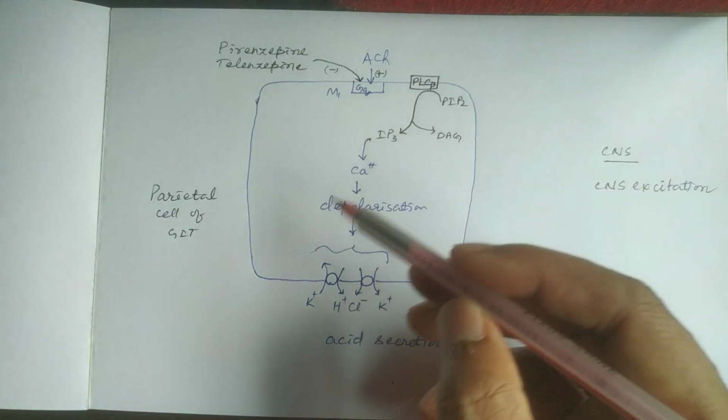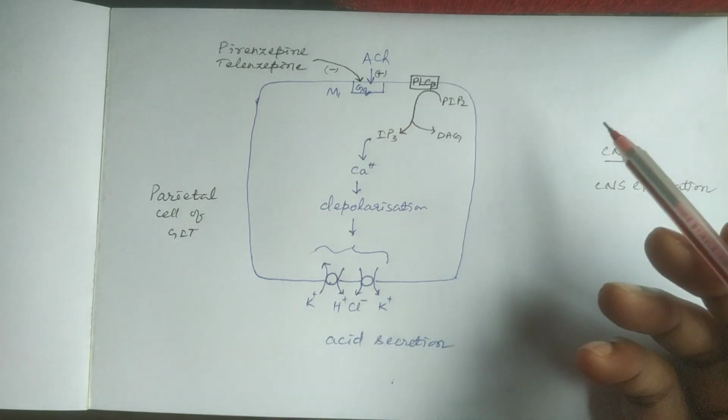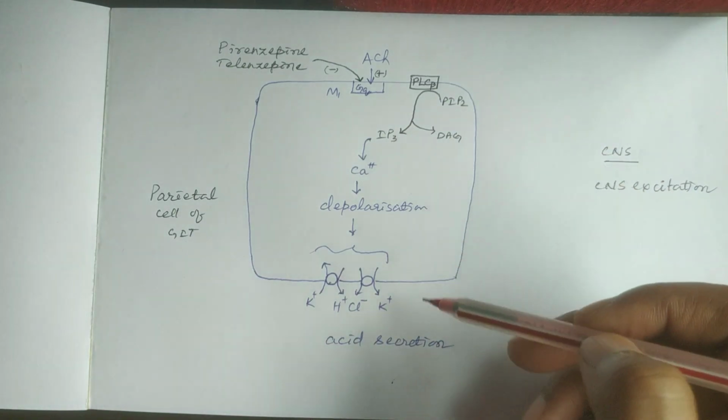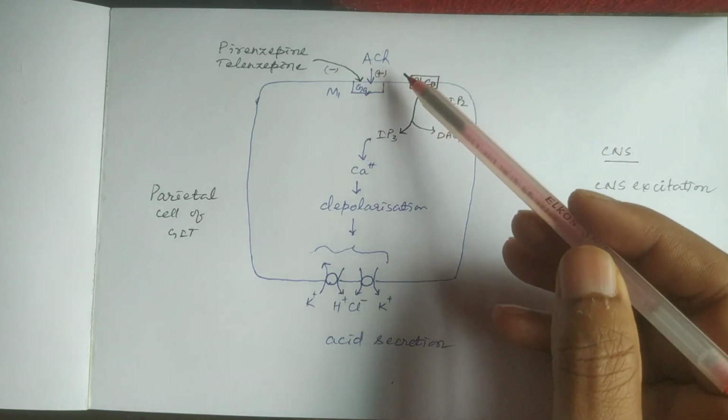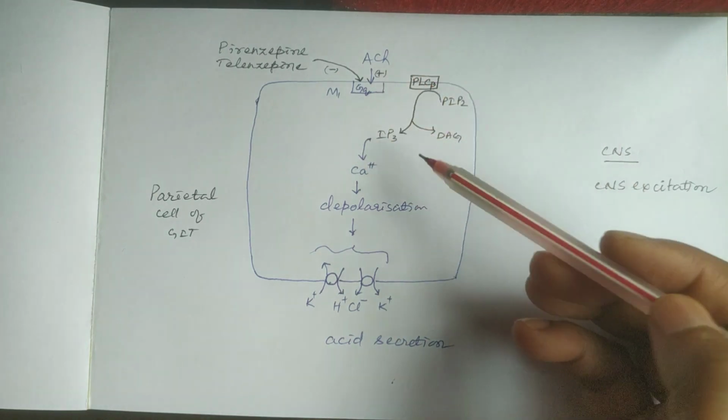So now we will see how this M1 receptor functions, and we will give the example of the M1 receptor present in the parietal cells of GIT, and its function is acid secretion, and how acid secretion is caused by acetylcholine by acting on GQ receptor.